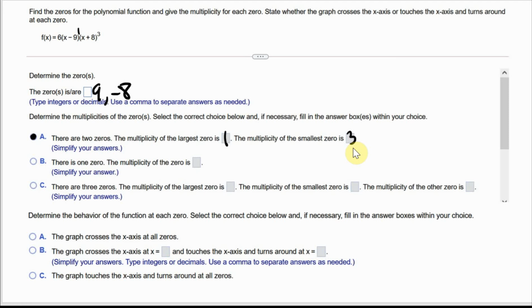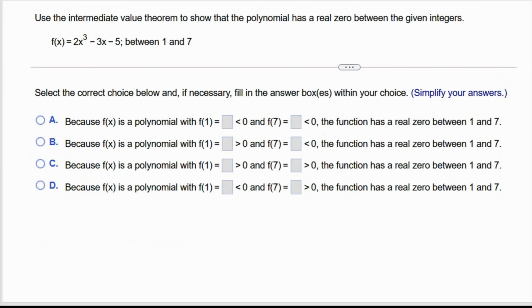Well, since the multiplicities are both odd, the graph crosses at these values. So the graph crosses the x-axis at all zeros. It's going to be that one. Okay.